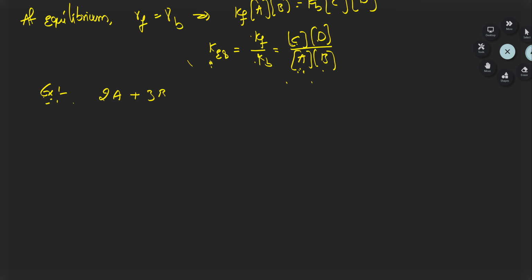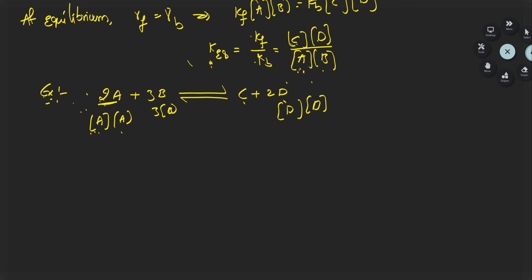2A plus 3B gives rise to C plus 2D. Rate of forward reaction, what can you write? R. Here the concentration of A is there twice, two reactants we are taking, right? So one active mass of A and a second active mass of A, two active masses of A will be there. Here 3 active masses of B. Here 1 active mass of C. Here 2 active masses of D.